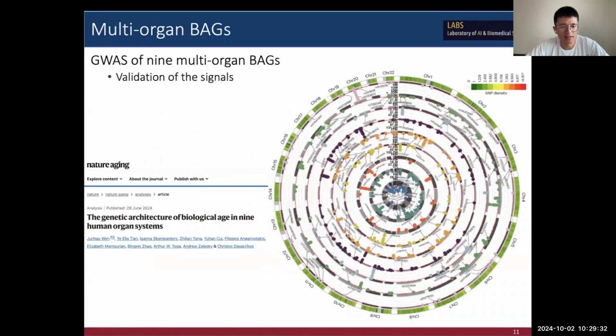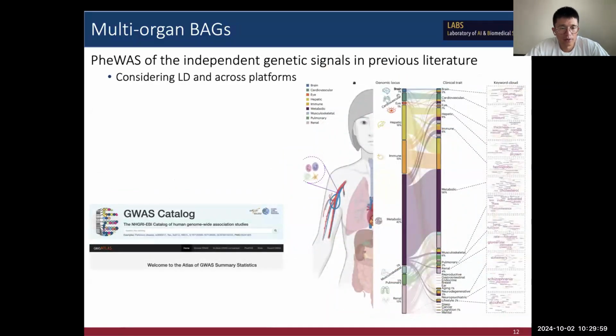So in these follow-up studies, first of all, we did genome-wide association studies and identified many new genomic loci that were previously undiscovered by previous GWAS. And of course, after deriving those GWAS signals, we want to validate those signals at multiple levels. The first thing we did is to perform again the PheWAS lookup analysis by looking at independent genetic signals in previous literature, previous GWAS.